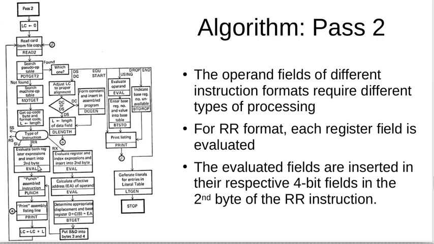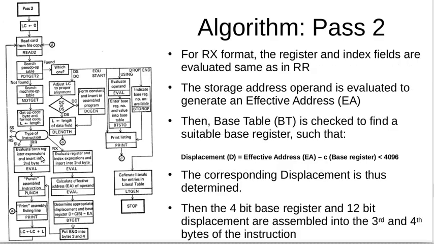So depending on the instruction format, the main step is the evaluation of the fields. In the case of the RX format, the evaluation process is a bit more complex. In the RX format we have the first operand, which is a register, followed by the displacement, base and index register. Similar to the RR format, the register and the index register fields are evaluated first.